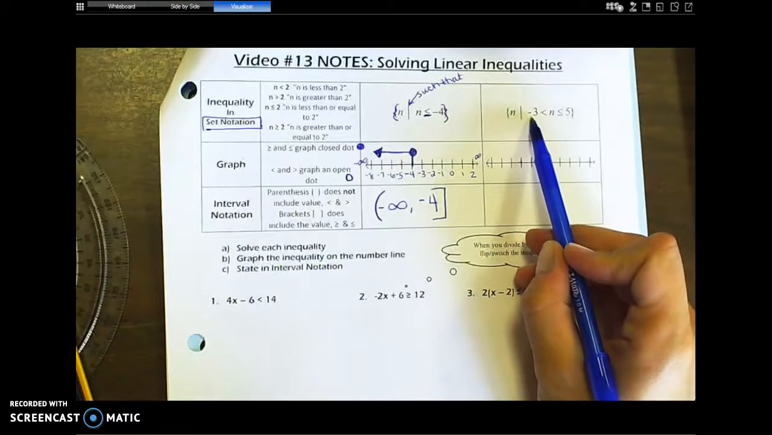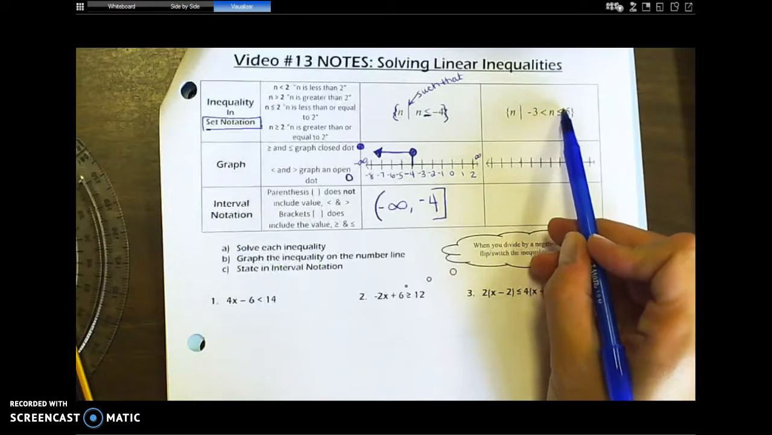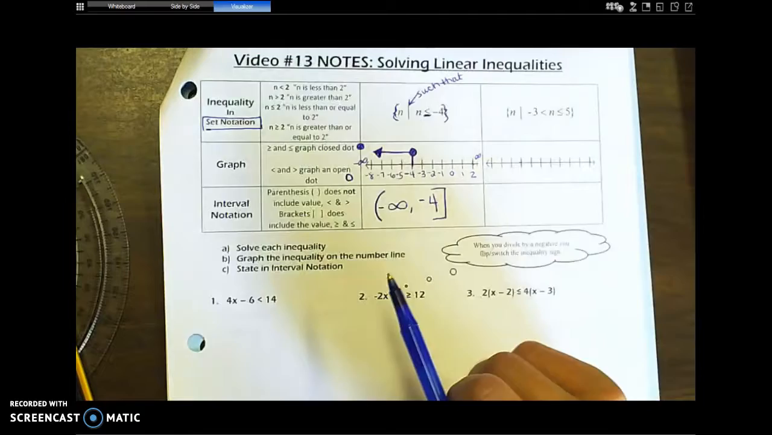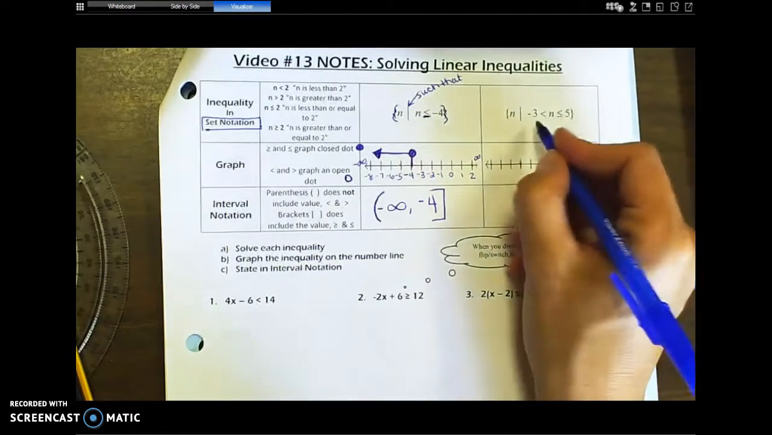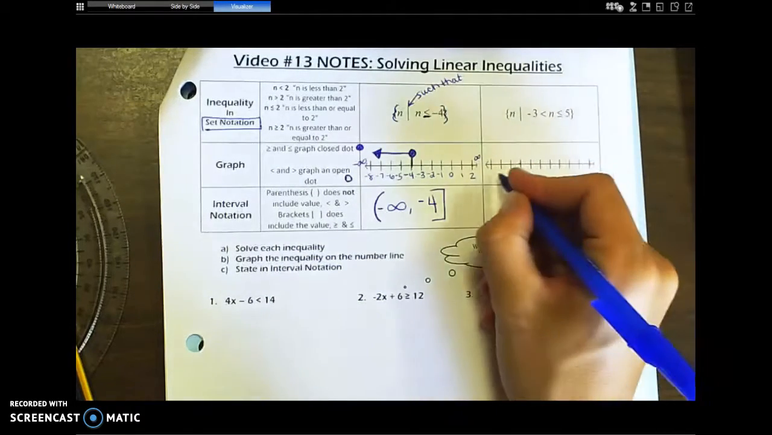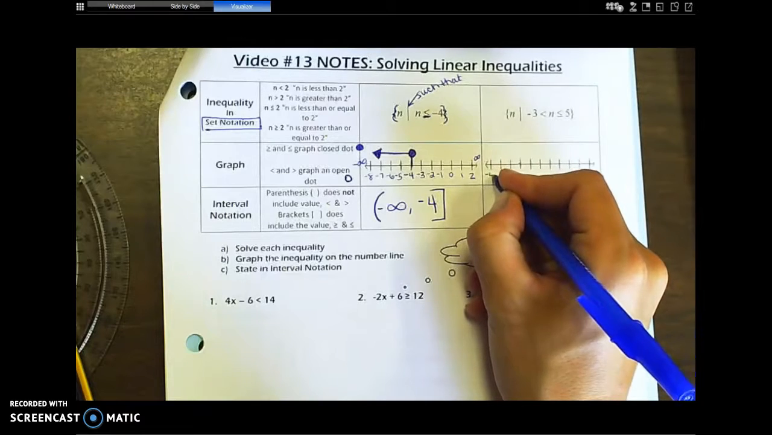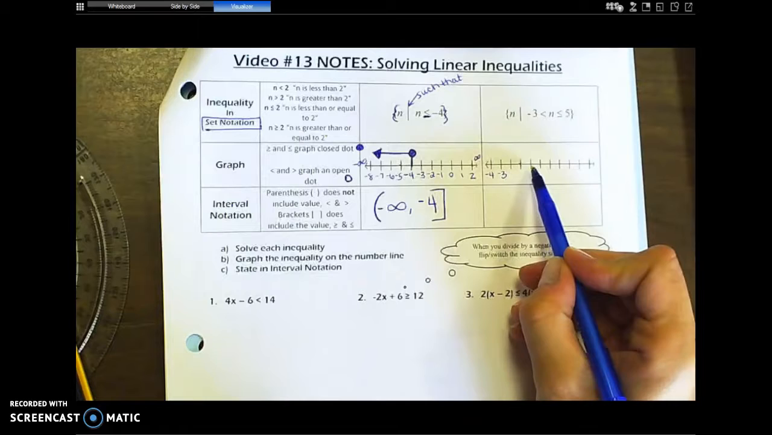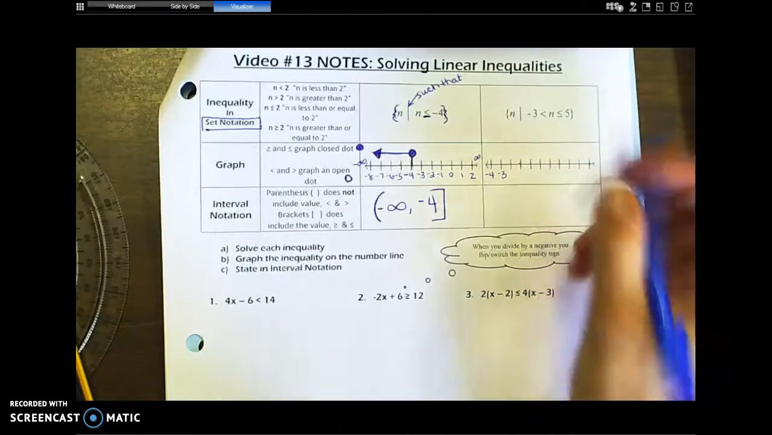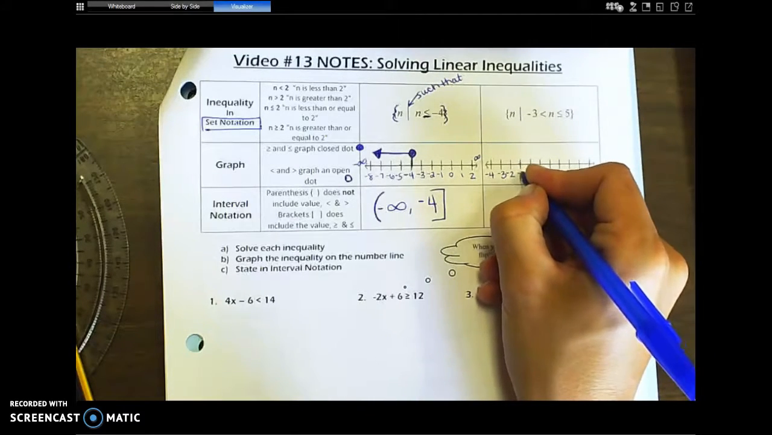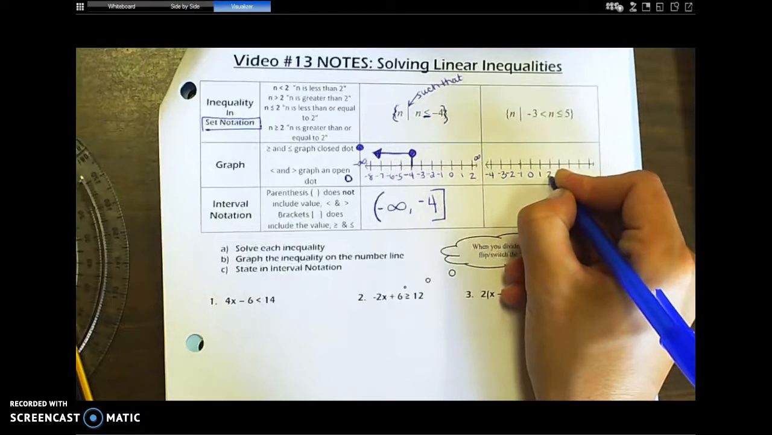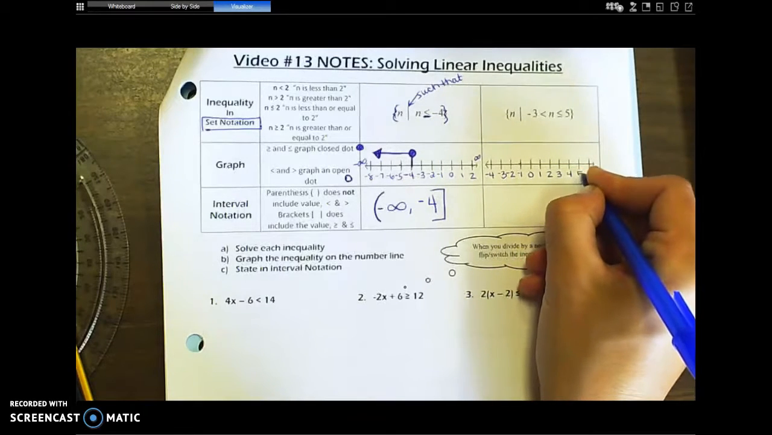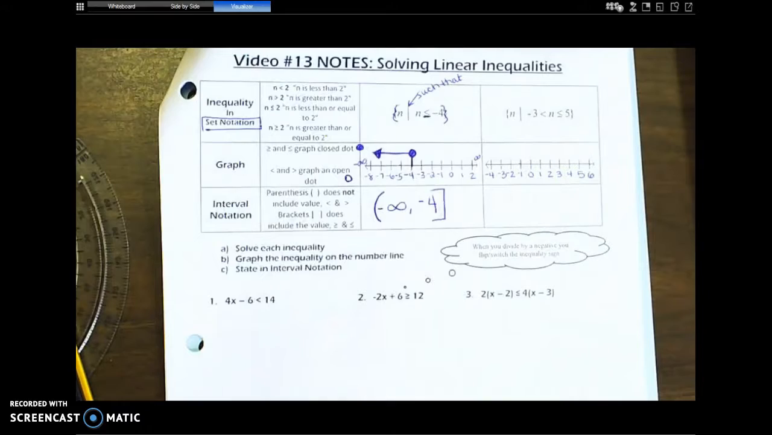So this, we would read this as -3 is less than n, which is less than or equal to 5. So if we want to graph it, I have to make sure that I hit -3. So I'm going to start and go -4, -3. Let's see if it'll fit. -2, -1, 0, 1, 2, 3, 4, 5. Good, it'll fit. So let's go ahead: -2, -1, 0, 1, 2, 3, 4, 5, and 6.